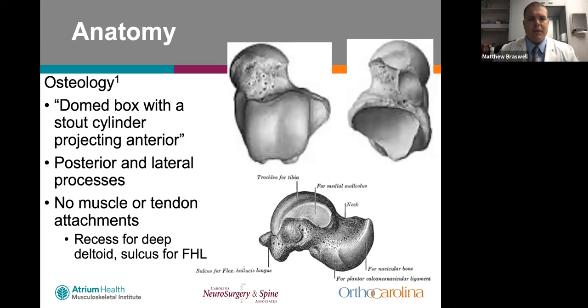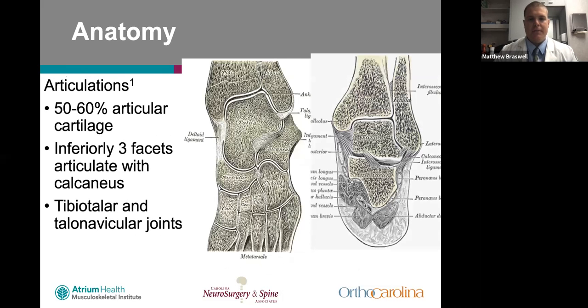So starting off with some anatomy, there's a really nice description of the bony anatomy of the talus as a domed box with a stout cylinder projecting anteriorly, and I would just add slightly medially as well. It's augmented with posterior and lateral processes. Another unique thing about the bony anatomy of the talus is that there's actually no muscular or tendinous attachments, although there's a recess for the deep deltoid and a sulcus for the FHL.